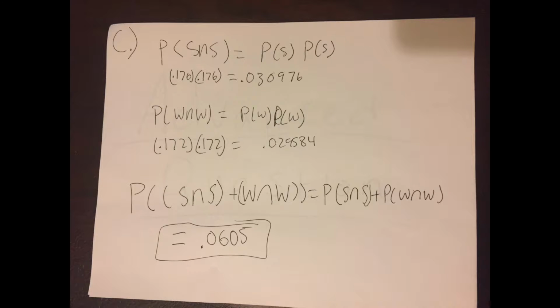Question C. When choosing 2 vehicles at random, what is the probability that both are silver or both are white? To solve this question, you're going to take the probability of silver, which is 0.176, and multiply that by itself to give you 0.030976. Then you're going to take the probability of white, which is 0.172, and multiply that by itself to get 0.029584. Once you have these numbers, you're going to add them together to get 0.0605 as your final answer.